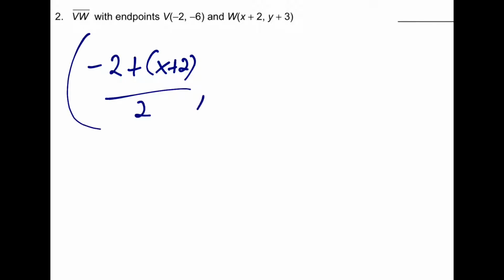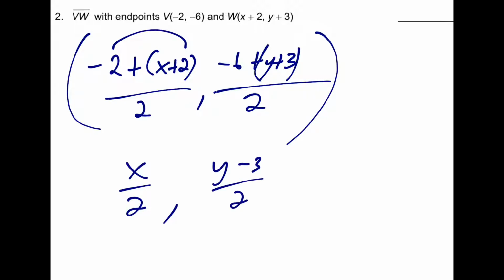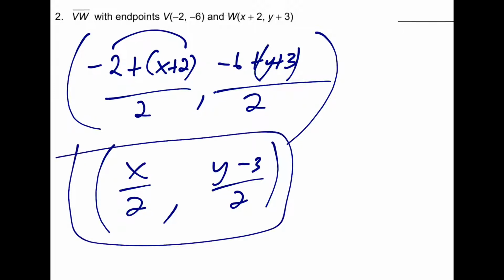A similar thing for number 2. I take negative 2 plus x plus 2, all divided by 2. And negative 6 plus y plus 3, all divided by 2. When I combine these like terms, I end up with x over 2 and y minus 3, still divided by 2. And that's as simple as I can make it.